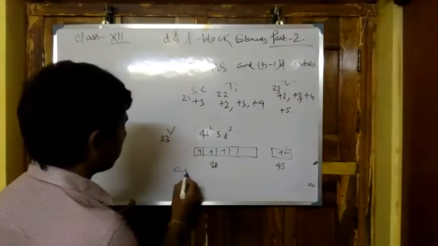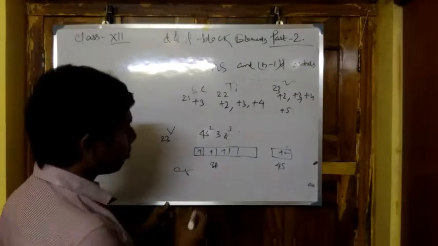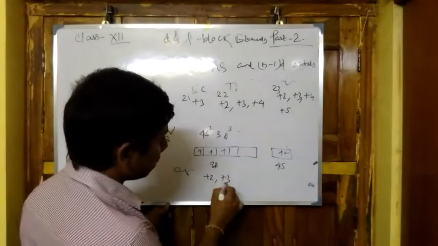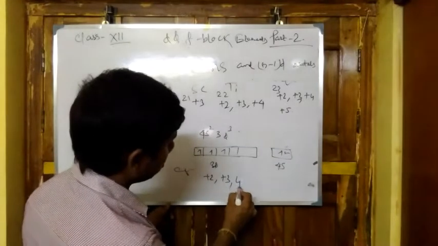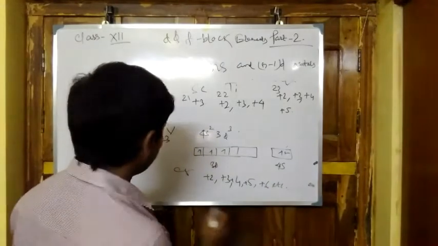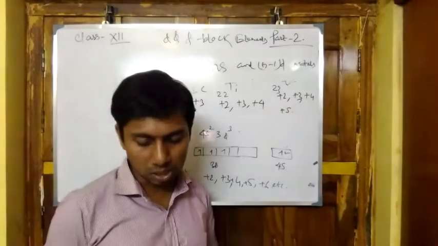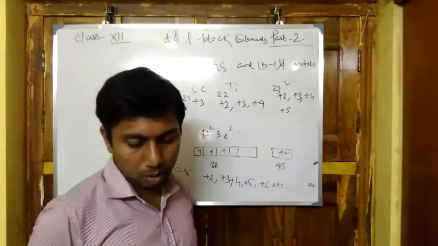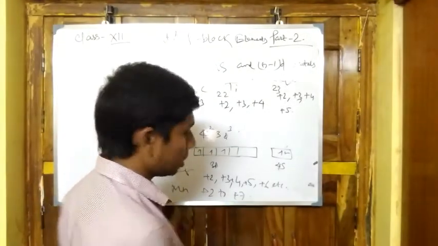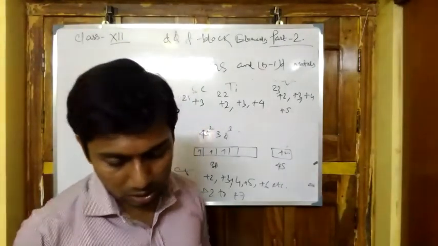Chromium, all of these are from the first period of the transition elements. Chromium also shows varied oxidation states, that is +2, +3, +4, +5, +6, etc. Manganese shows the maximum variation in oxidation state, from +2 to +7.